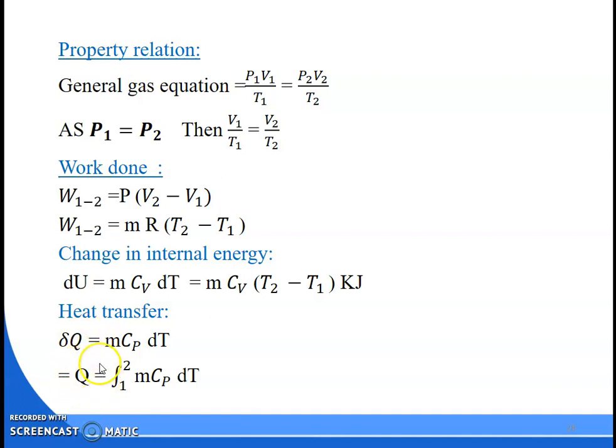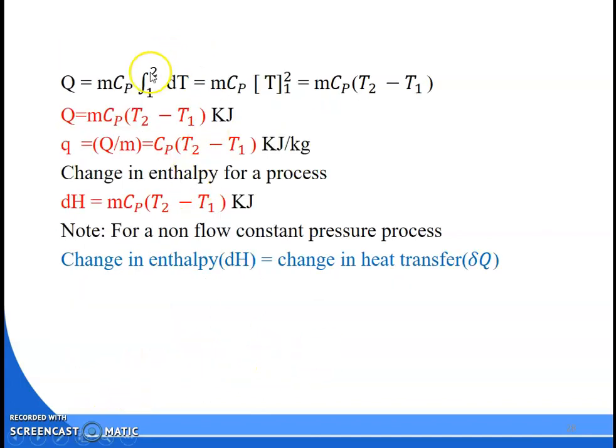So if I have to find out the heat transfer for process 1 to 2, then Q is equal to integration of m Cp dt. Q1 to 2 is equal to m Cp, which is constant for this process, so that will be taken outside. Then integration of 1 to 2 into dt. What is the integration of dt? That is T, limit from 1 to 2. So upper limit minus lower limit, T2 minus T1, so mCp (T2 minus T1) is the heat transfer for which process? Constant pressure process. What is the unit? Kilojoule.